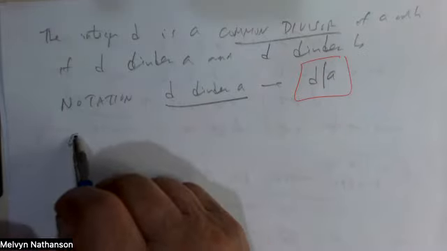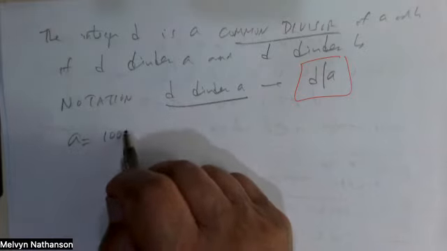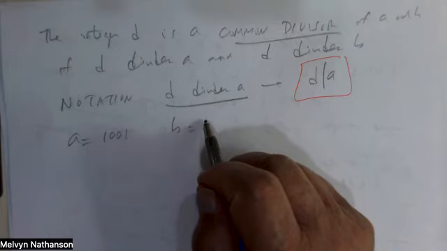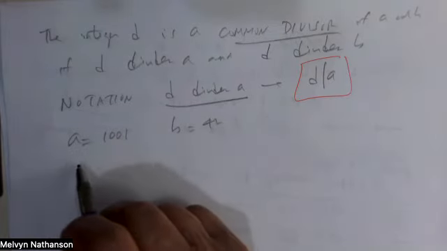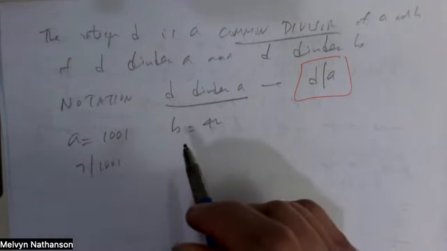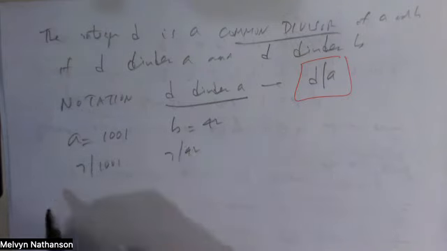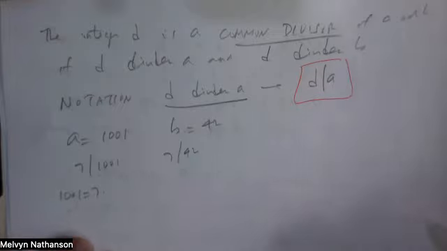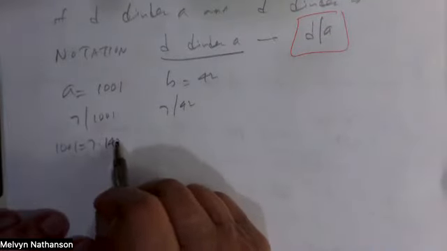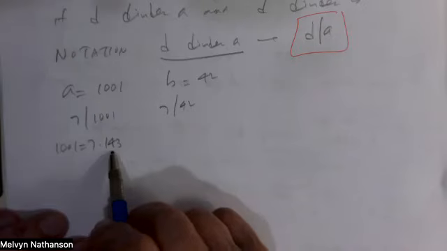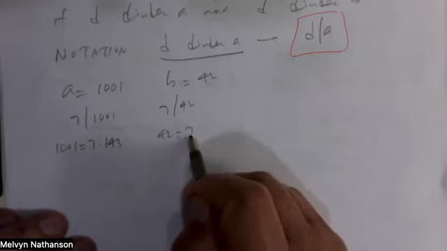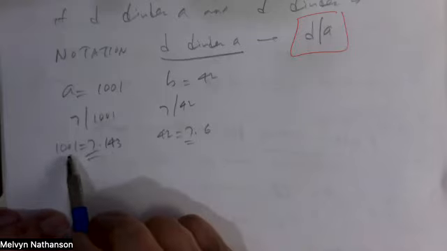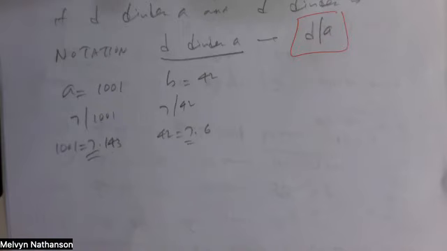So if I take, for example, a equal to 1,001 and b equal to 42, 7 divides 1,001, and 7 divides 42. I already did the calculation. 1,001 is 7 times 143, and 42 is 7 times 6. So 7 divides both 1,001 and 42. So 7 is a common divisor of these two integers.